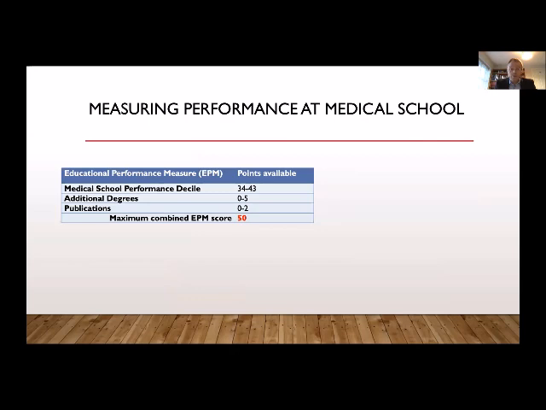They also are awarded a few extra points for additional degrees. For example, if you've taken an undergraduate science degree before studying medicine, and there's a couple of points up for grabs if you've published any peer-reviewed papers as well.